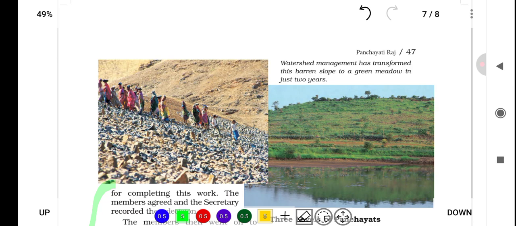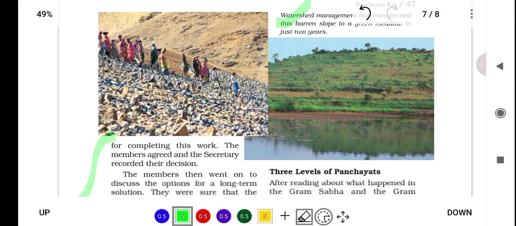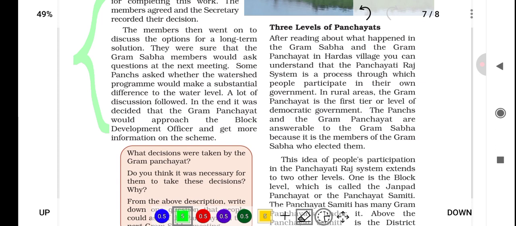Have a look at these 2 pictures and you can read the caption as well. The members then went on to discuss the options for a long-term solution. They were sure that the Gram Sabha members would ask questions at the next meeting. Some people asked whether the watershed program would make a substantial difference to the water level. A lot of discussion followed. In the end, it was decided that the Gram Panchayat would approach the block development officer and get more information on the scheme.